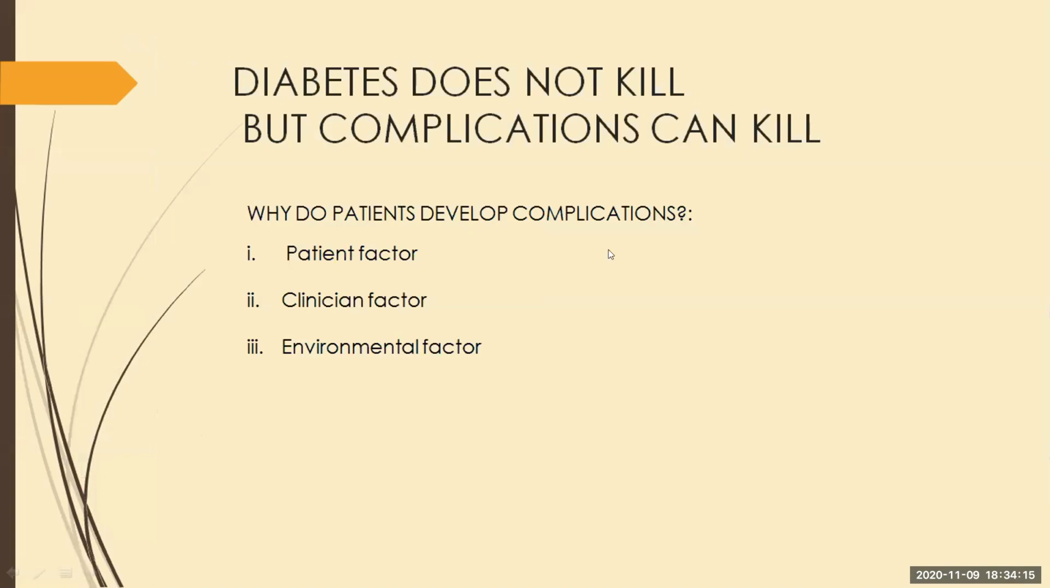Why do patients develop complications? 1, if the patient is not following the instructions of the doctor. 2, if the clinician does not know how to advise the patient. 3, if the patient does not have the means, does not have the finances to take care of the diabetes, or they are not capable of managing their diabetes.